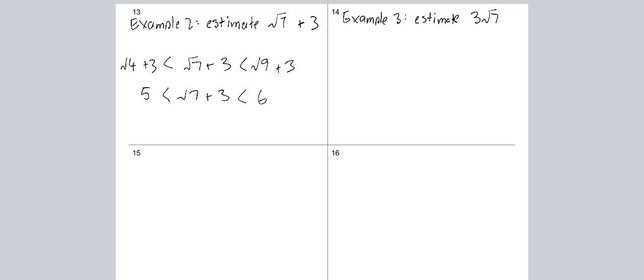Estimate 3 root 7. Can't see it, sorry. Estimate 3 root 7. Guess what? It's the same idea. So we put 3 root 7 in the middle with my less than signs either side of it. The closest square root to 7 to the left of root 7 is root 4, so this is going to be 3 root 4 on the left. That's going to be 3 root 9 on the right. And then I simplify that. Root 4 is 2, 3 times 2 is 6. Root 9 is 3, 3 times 3 is 9. So we don't have quite as close a range estimation there, but we know it's somewhere between 6 and 9. Is that all making sense?